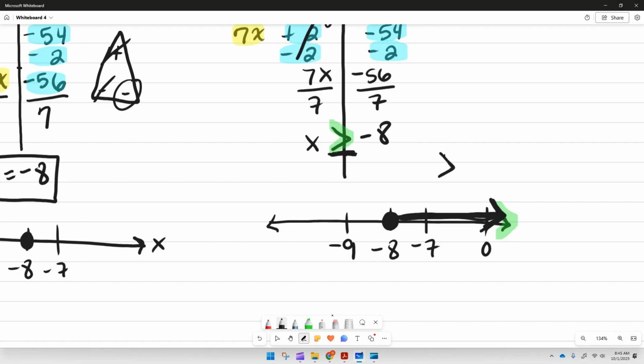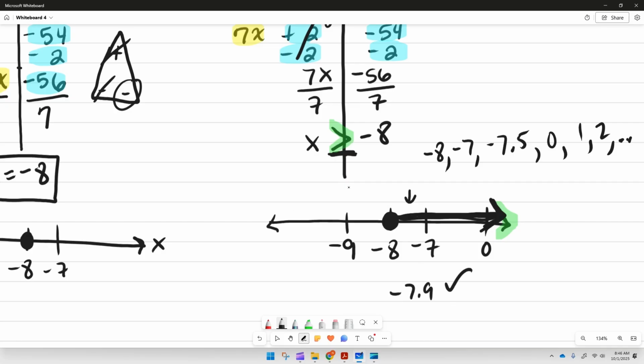Okay, now let's talk about our solutions, because the solutions are different now. In this case, I'm including every value. So I'm including negative 8, negative 7, negative 7.5, 0, 1, 2, and so on, every number that's going to be larger than negative 8. We can do in between. We can do negative 7.9. Negative 7.9 would be a solution that falls into this equation, x greater than or equal to negative 8. Any value that we pick to the right of negative 8, including negative 8, is going to be larger than negative 8 because everything going in this direction is going to positive infinity.